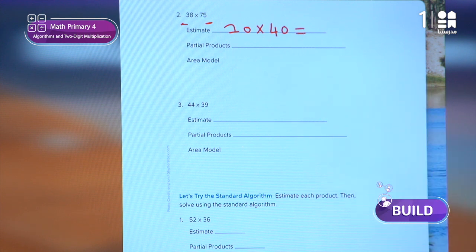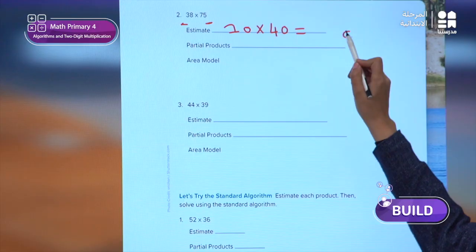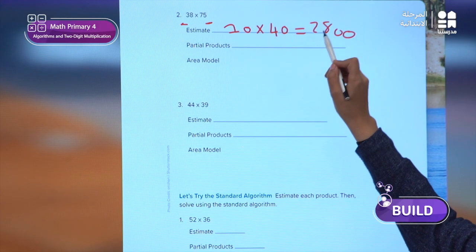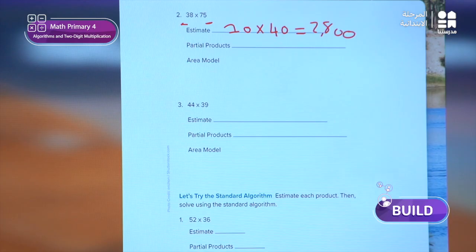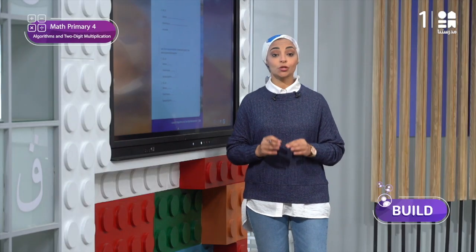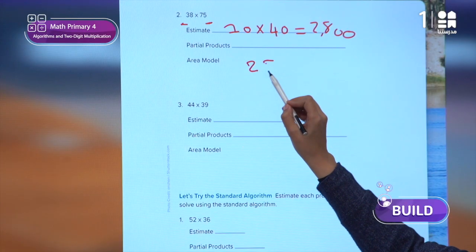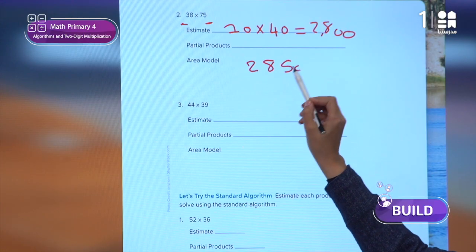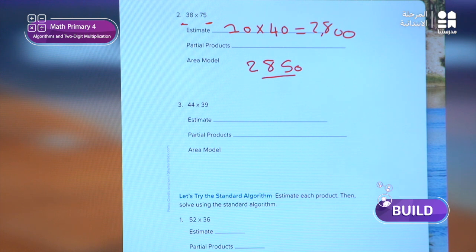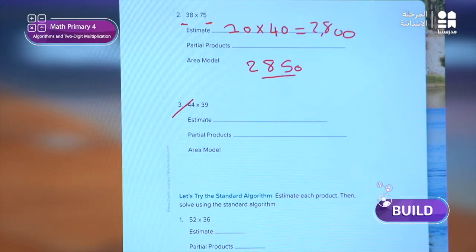So 70 times 40 gives me what? Yes, 70 times 40. I'll put the 2 zeros here. 7 times 4, 28. So the estimated answer is 2,800. And then, what about the area model? If you use the area model, the exact product will be 2,850. Okay? So, let's check now our understanding and solve problem number 3. But let's solve problem number 3 all together on the board.